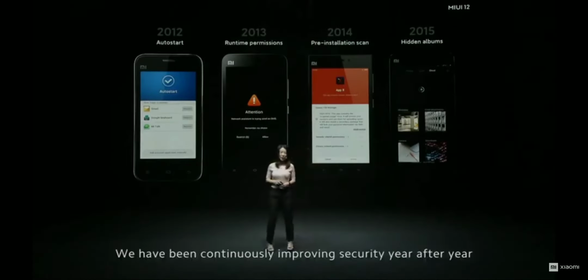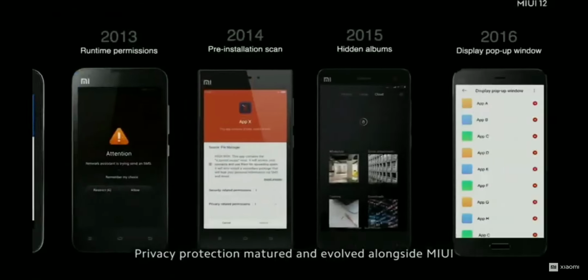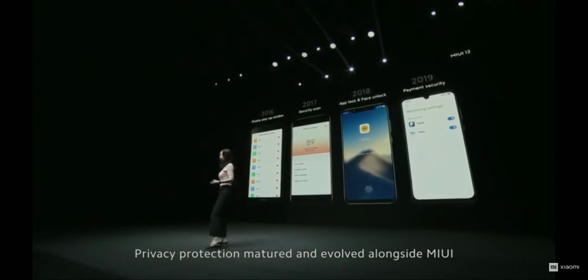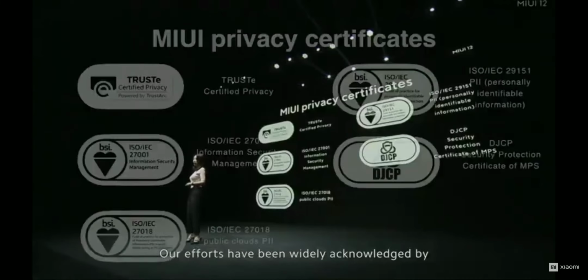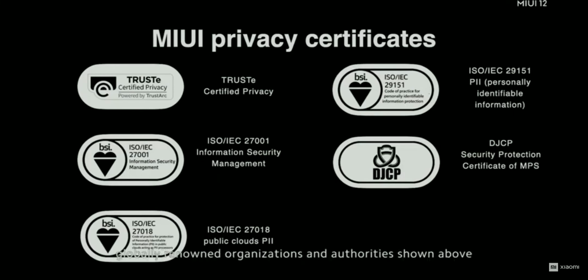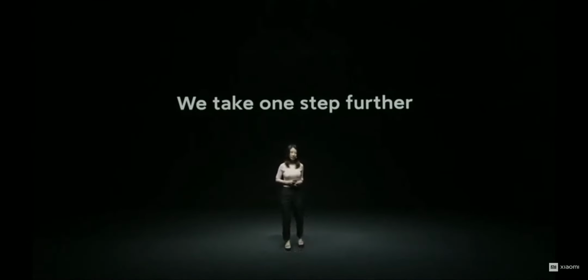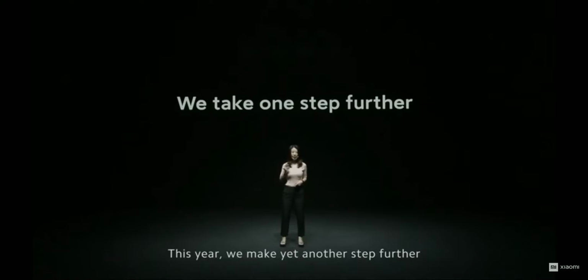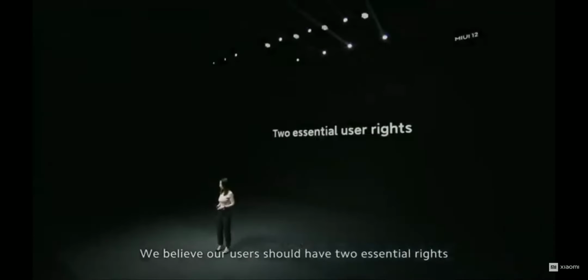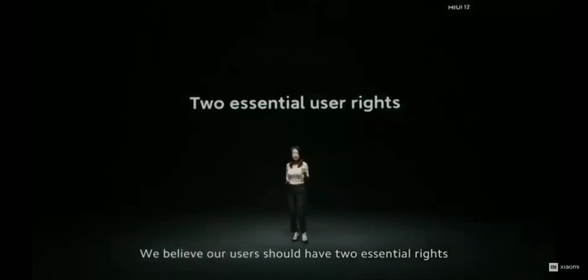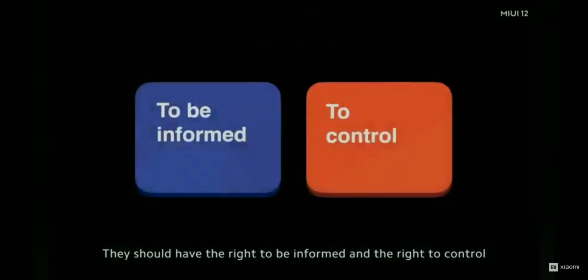We have been continuously improving security year after year. Privacy protection matured and evolved alongside MIUI. Our efforts have been widely acknowledged by globally renowned organizations and authorities shown above. We have done a lot already, but we never stop here. This year, we take one step further. We believe that our users should have two essential rights on this occasion. They should have the right to be informed and the right to control.